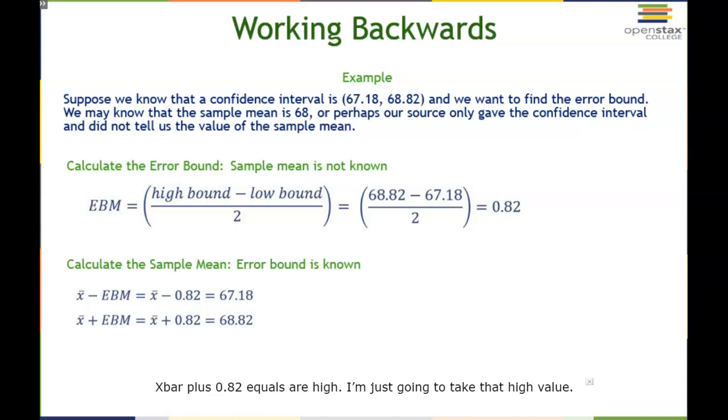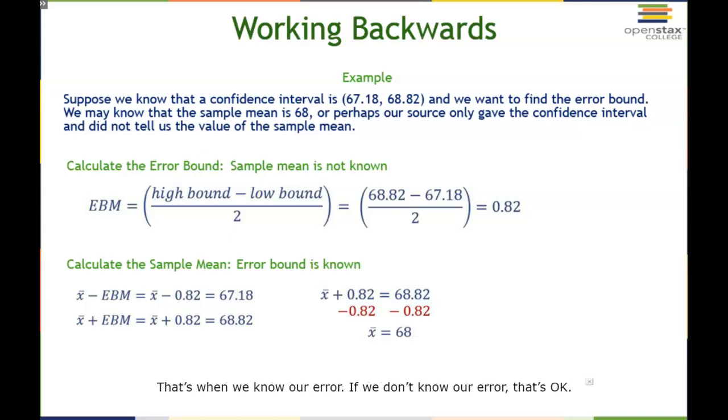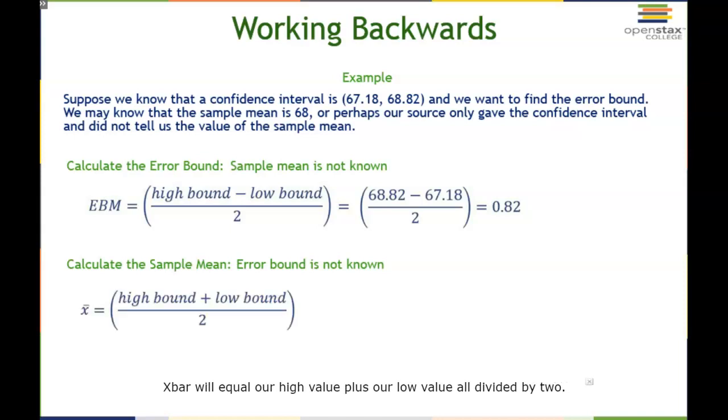So again, I'm just going to take that high value. So X bar plus 0.82 equals 68.82. Subtract the 0.82 from both sides, and I get my mean must be 68. That's when we know our error. If we don't know our error, that's okay. Our X bar will equal our high value plus our low value, all divided by 2.